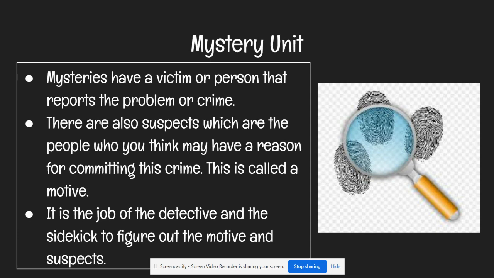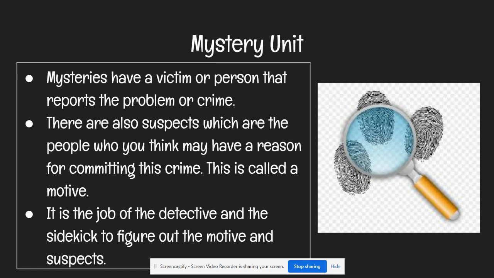Mysteries also have a victim. So they have another person in the story besides the detective or the sidekick, but they have a victim, or the person that reports the problem or crime. Maybe, and in most cases, the victim is the person that the crime happened to. Maybe it's someone's purse got stolen. Maybe they went missing. But the victim is the person that reports the problem or the crime, or it's happened to them.